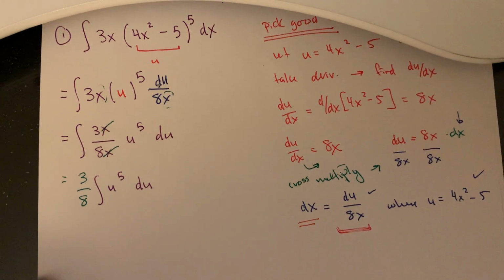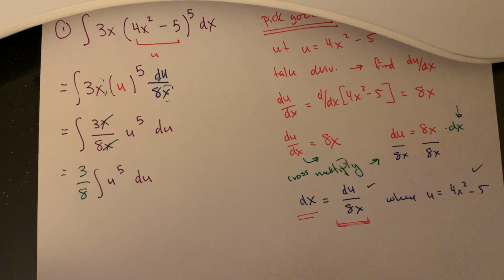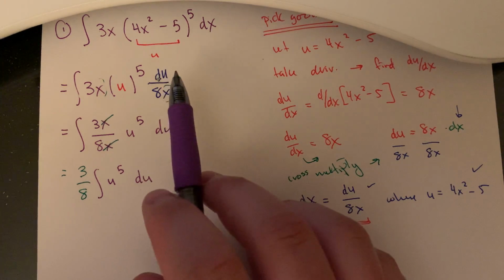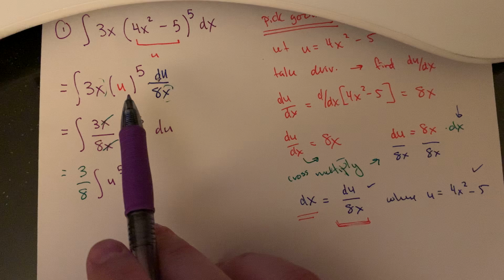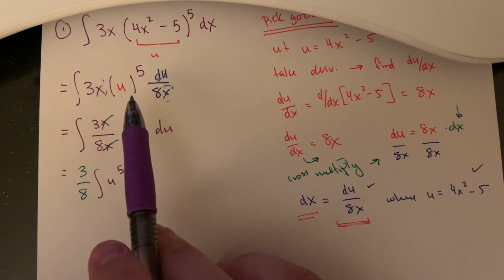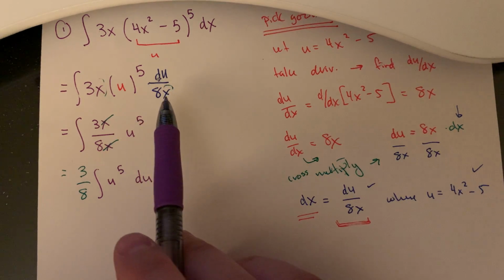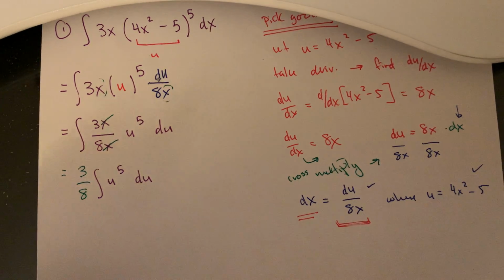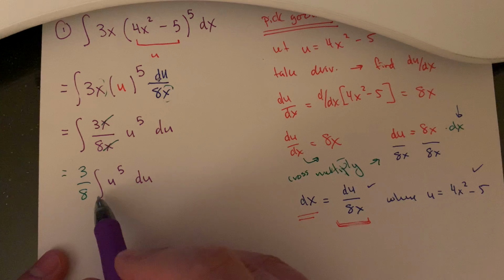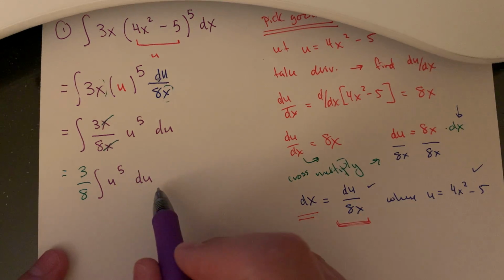So what I'm ending up with is this: I started with something complicated. We have u here. We subbed in for the dx. We subbed in for our parentheses, subbed in for the u. This guy's over 8x. Bring these 3x and the 8x together because the x's cancel. 3 over 8 is just a generic fraction; we can just work with that and it's fine. And what I'm really left with is the integral of u to the 5 du.